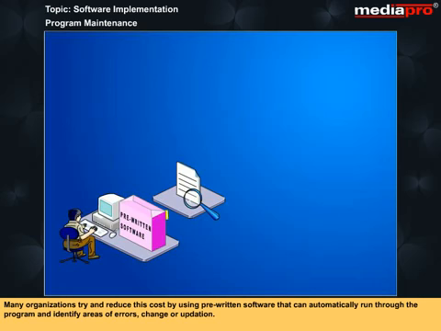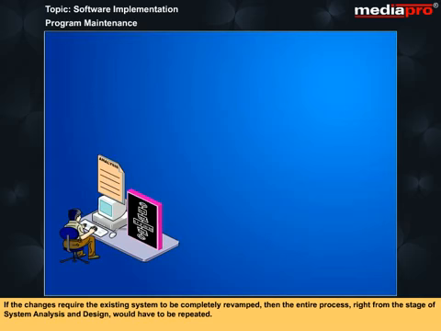Many organizations try and reduce this cost by using pre-written software that can automatically run through the program and identify areas of errors, change or updation. If the changes require the existing system to be completely revamped, then the entire process, right from the stage of system analysis and design, would have to be repeated.